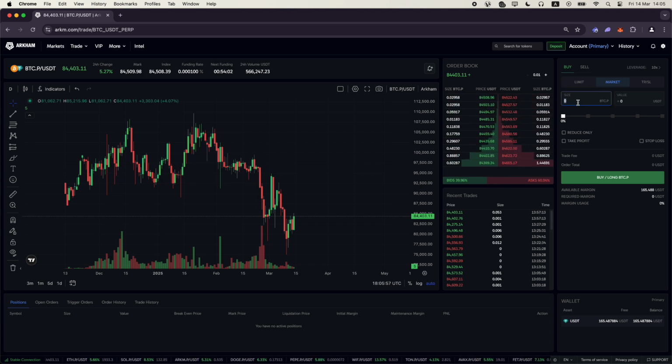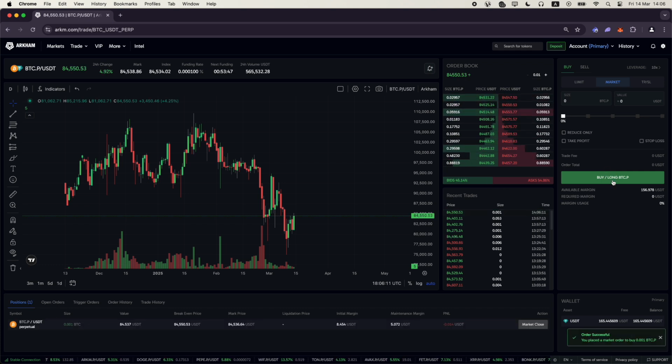Enter how many perpetual contracts you would like to trade, or how much USDT you would like to use for the trade. If you want, add a take profit or stop loss to lock in gains or limit losses automatically. Finally, hit buy or long if you think the price will go up, or sell or short if you think it'll go down. To the right, you'll see the order book.